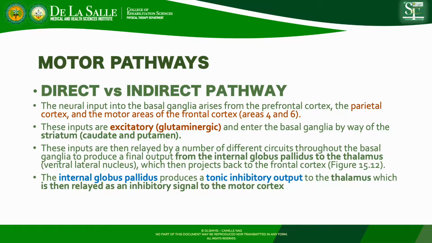This one should be inhibited. So again, the internal globus pallidus is the one that will inhibit the thalamus. If the thalamus is inhibited, or if there's a tonic inhibitory output to the thalamus, this will be interpreted as an inhibitory signal to the motor cortex.